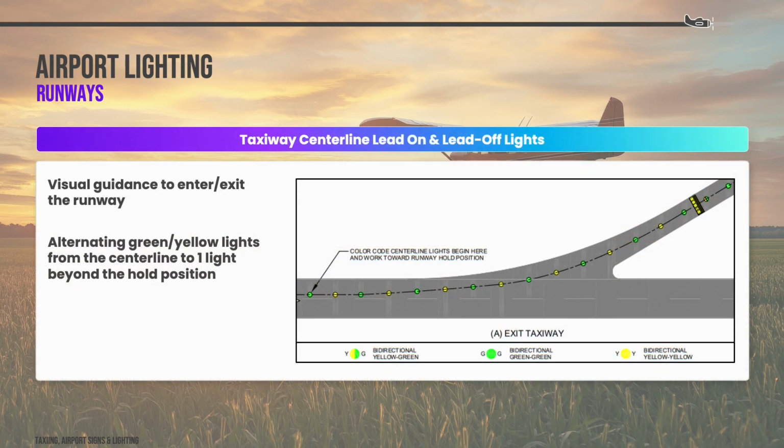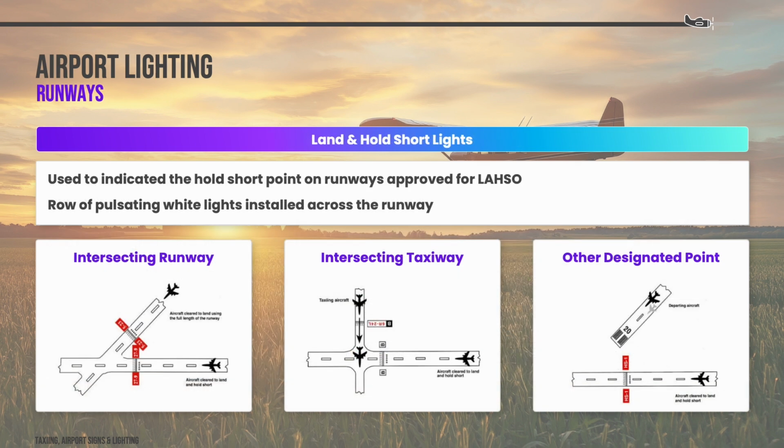Taxiway centerline lead-on and lead-off lights give visual guidance to enter and exit the runway, alternating green and yellow lights from the centerline to one light beyond the hold position. It just helps you see at night a little bit better, okay? Land and hold short lights are used to indicate the hold short point on the runways approved for LAHSO operations. It's a row of pulsating white lights installed across the runway.